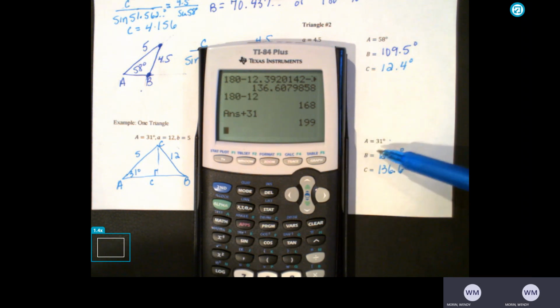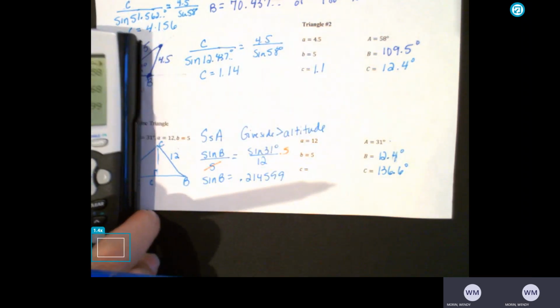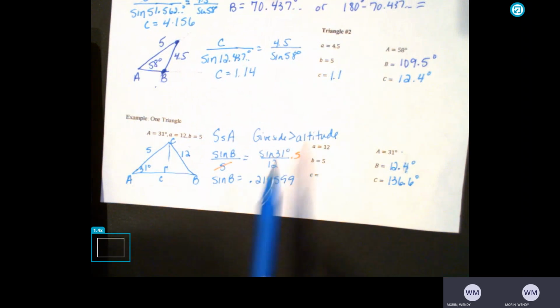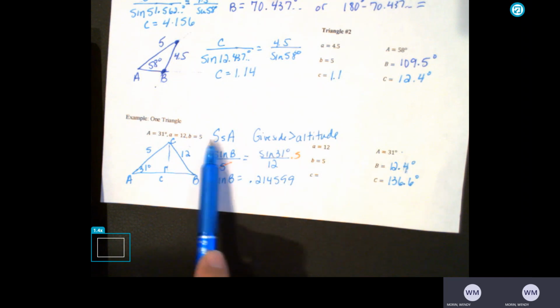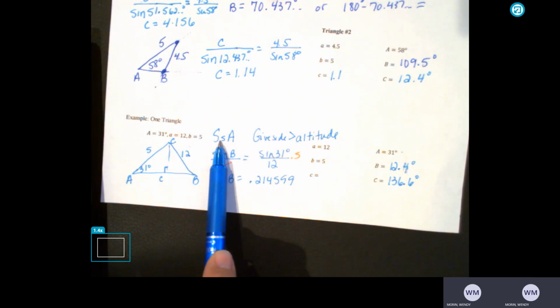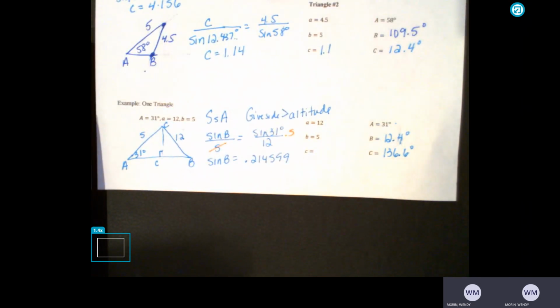So even if you went and said, oh, well, this is the ambiguous case, I have to find the second option for this, when you go to find it, it's just way too big and not even possible to create a triangle. So I'm telling you ahead of time that if you see big side, small side, don't waste your time finding the second triangle because it doesn't exist.